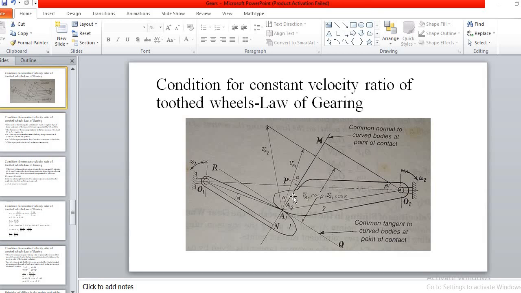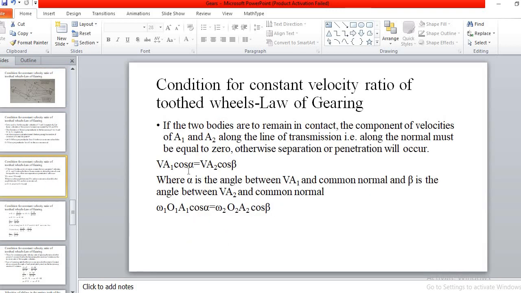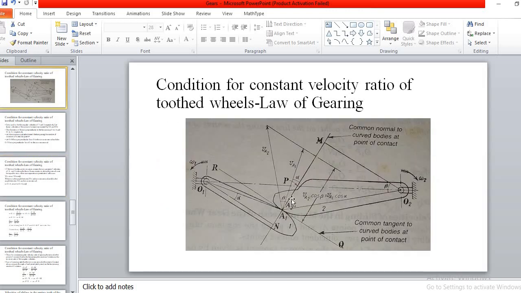For the small triangle, we can write this length as VA1 cos alpha. For the larger triangle, we can write it as VA2 cos beta. So this length should be the same.